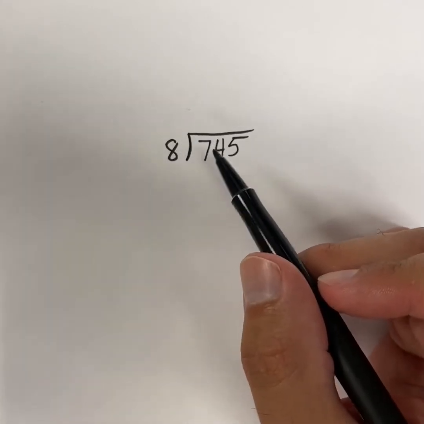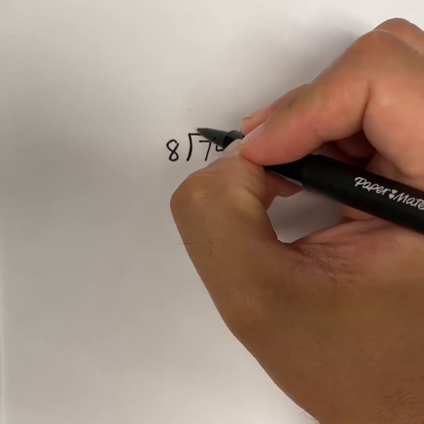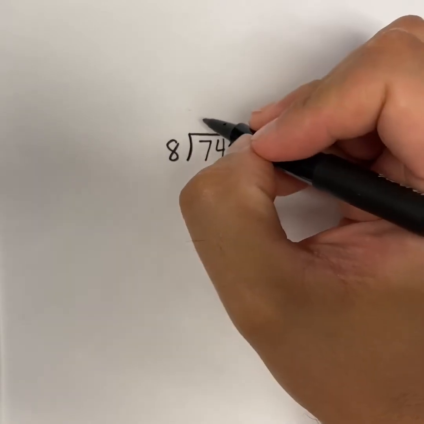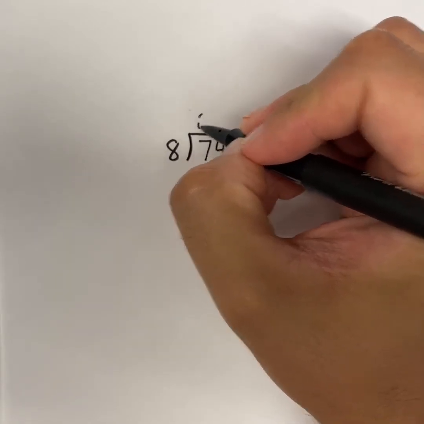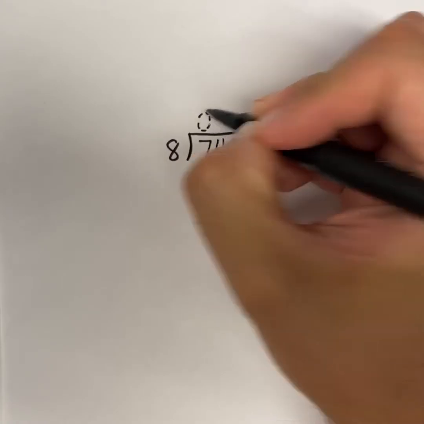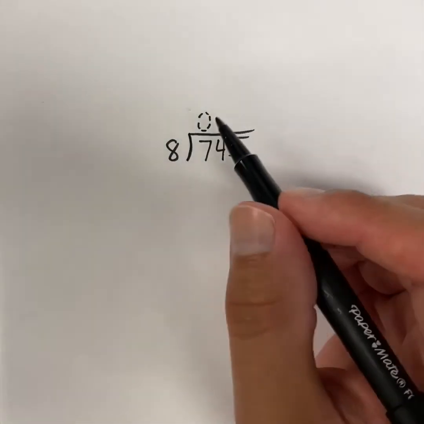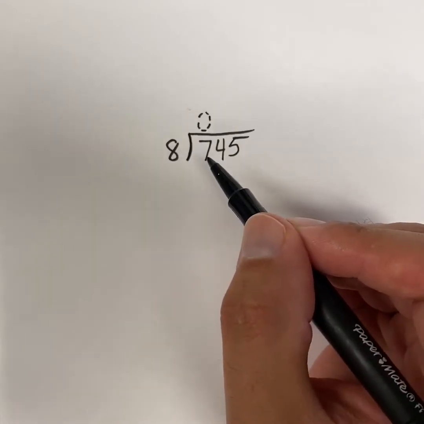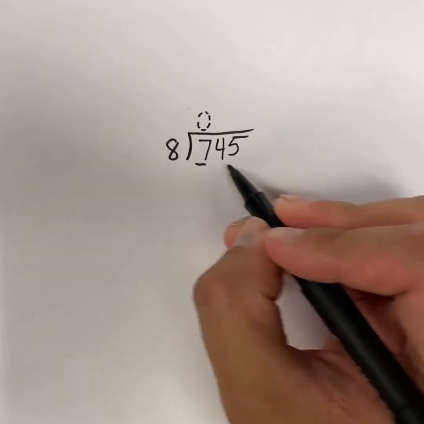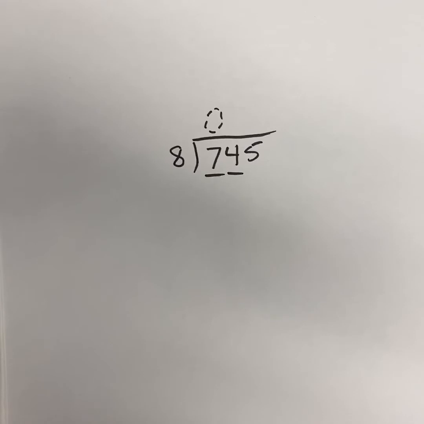7 in this case. We can put a placeholder 0 right here, but it's not really necessary, so I'm going to do a kind of dotted 0 there to show you that this is something that you could put down, but it's not necessary. Our next question would be, if 8 doesn't go into this first number, then we're going to look at the first two numbers.